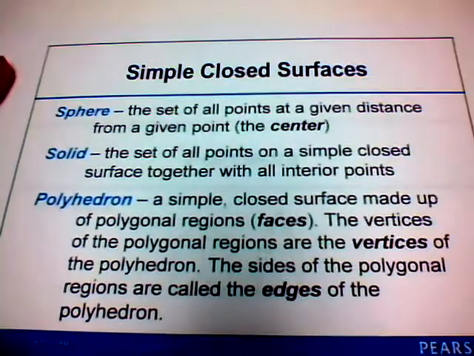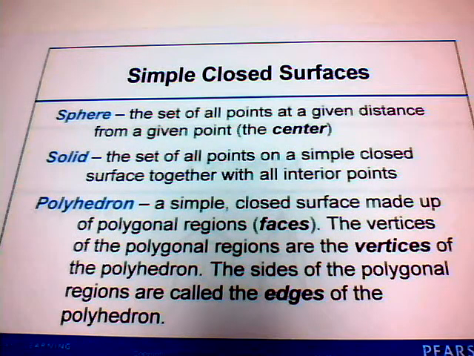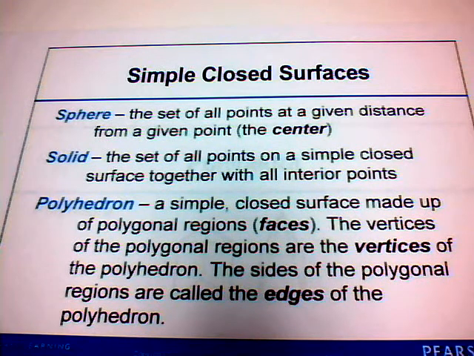Okay, let's identify what a sphere is. A sphere is like a ball. It's a set of all points at a given distance from a given point, which is called the center. So usually a circle in 2 dimensions, if you put it in a 3-dimensional situation, it would be a sphere.